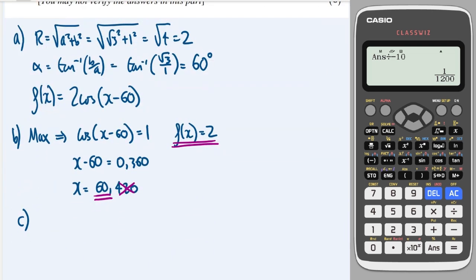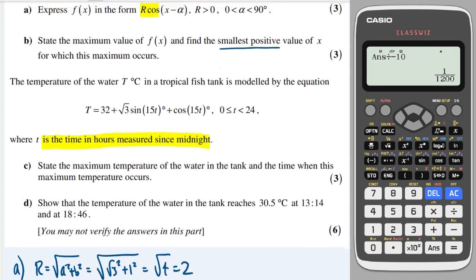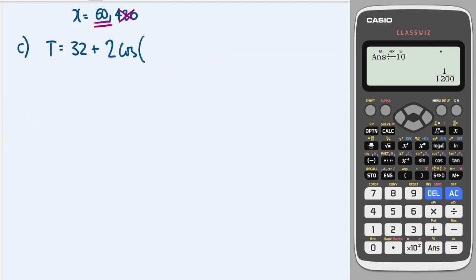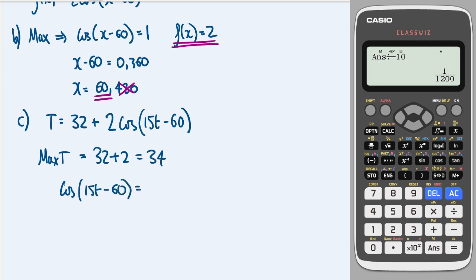So let's first off write T as 32 plus 2 lots of cos, and this time we're not looking at x like we were before, we're looking at 15t. So we have to write 2 cos (15t minus 60). And again, we're asked to maximize this. So max T will be when the cos function equals 1. So it'll be 32 plus 2, which is equal to 34.